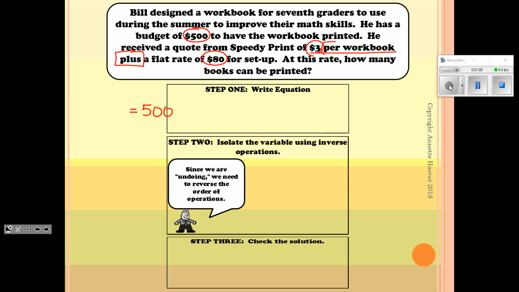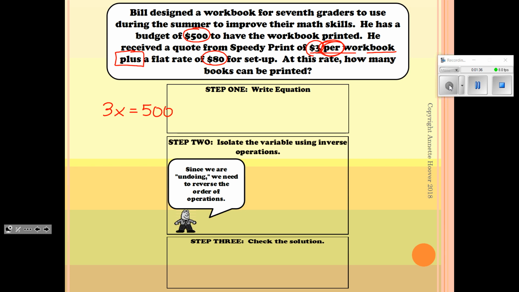When you see this word per right here, this lets you know that you're going to be doing it for every workbook. It's $3. So that's going to be a multiplication. So if we set that up like 3x, if there was one workbook, it would be $3. If there were two workbooks, that would be $6. So that tells us that we're going to be multiplying times an unknown number because we don't know the number of workbooks. So that is going to be our 3x.